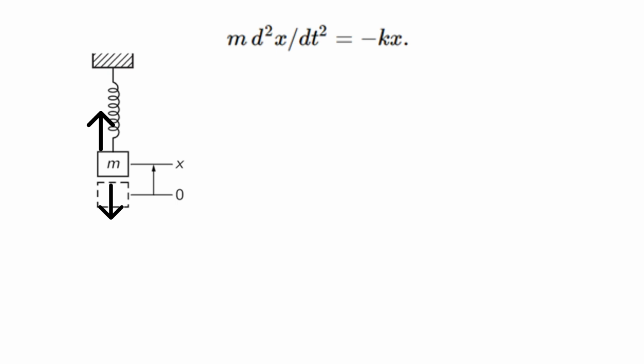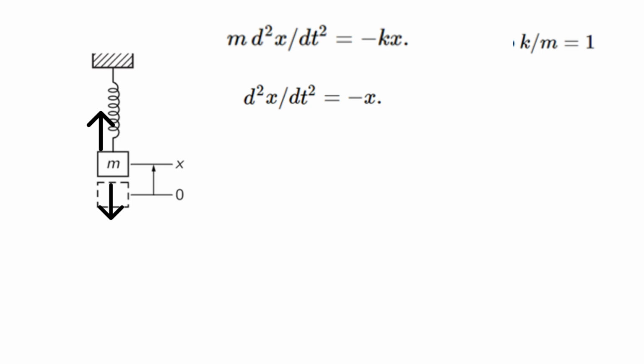Then we begin our analysis. For the sake of the analysis, we say that k over m is equal to 1. Then our equation becomes acceleration equals minus x. Though we are trying to find a solution for that differential equation, we are going to do it by numerical analysis.